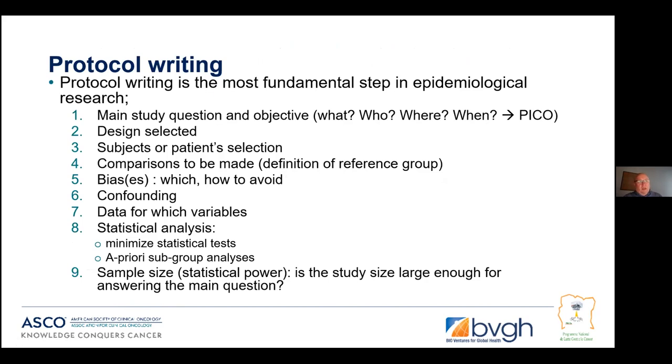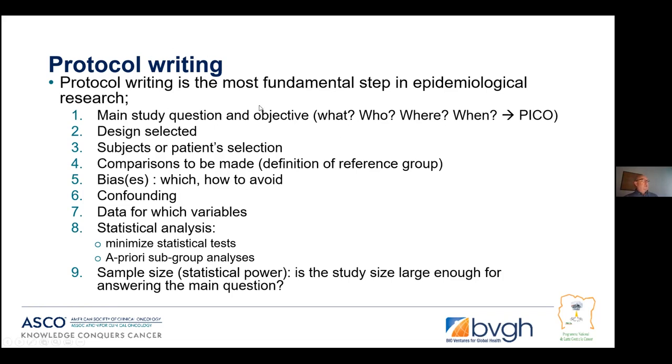And so I come to another very important aspect of research, which is protocol writing. Never start any epidemiologic research, or any research, without having a protocol written, even a minimal one. The protocol is a very good way to address all the issues you may have for a study and to consider the different aspects, even the monetary aspect.